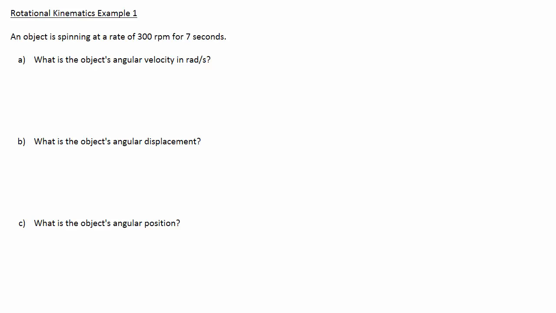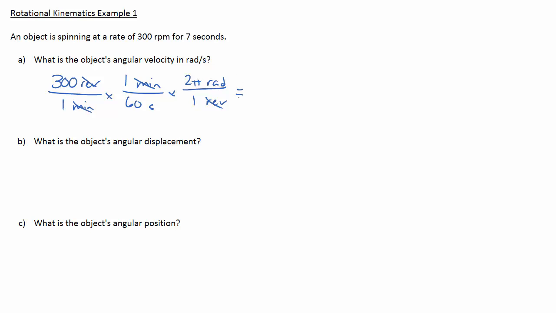To find the angular velocity in radians per second, since we know that we have our rate of 300 revolutions per minute, if I just again use my factor label, I know that 1 minute is 60 seconds. I know that there's 2 pi radians in 1 revolution. So if I just look at what I have here, cross off revolutions, cross off minutes, I'm left with the radians in the numerator, seconds in the denominator, which is what I want.